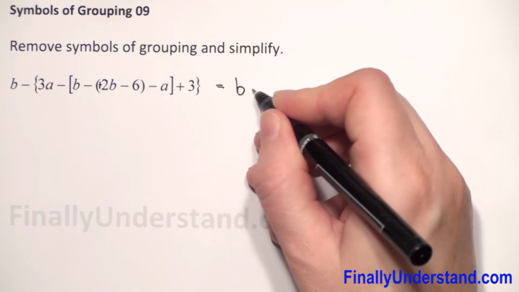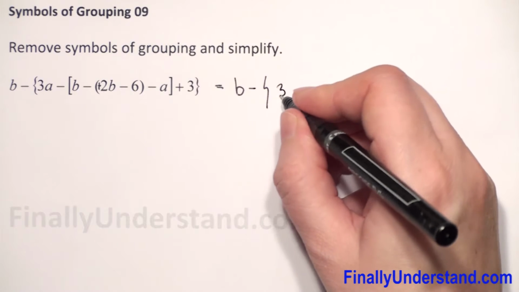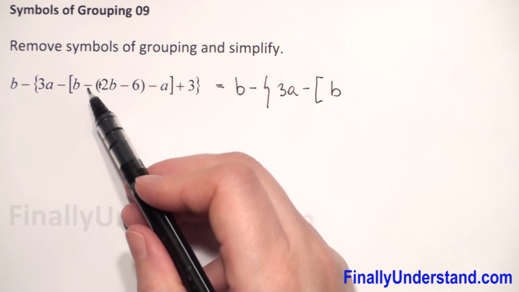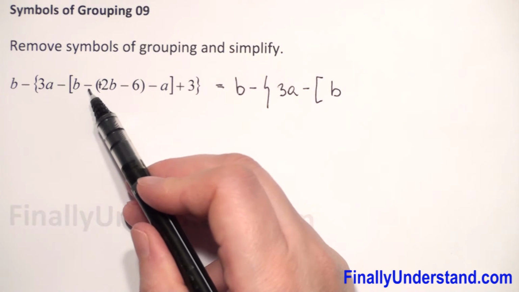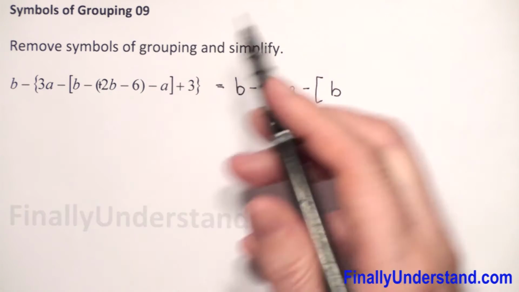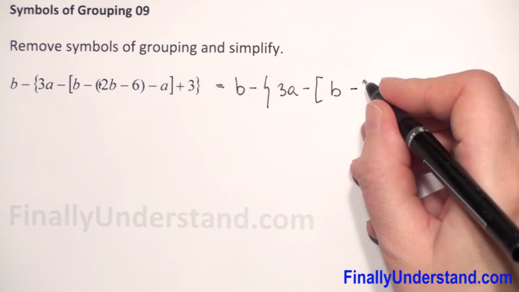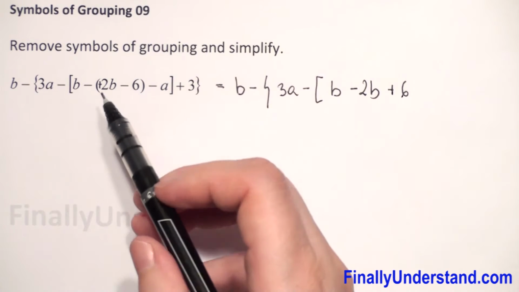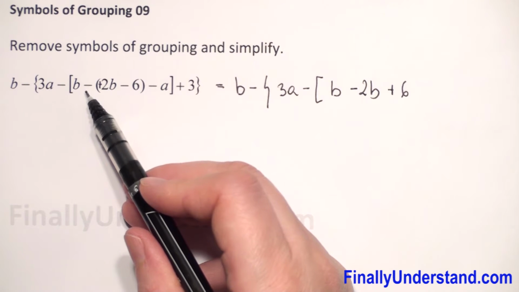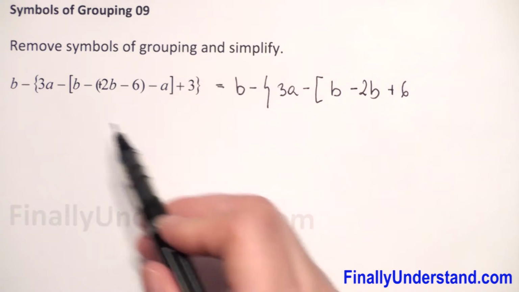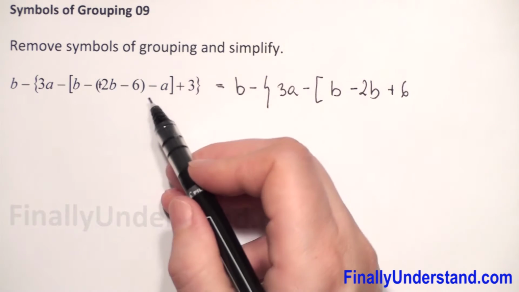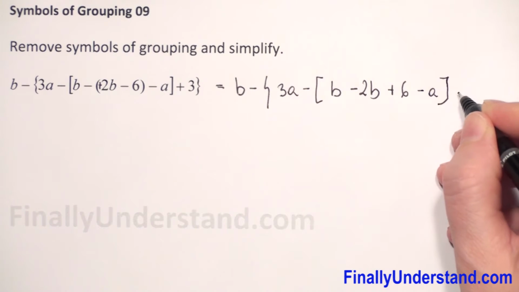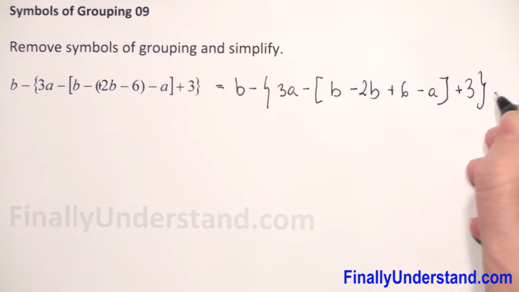We have to copy b minus open braces 3a minus open brackets b, and like I said, we take down the parentheses and we change the sign because we have negative, so now it will be negative 2b. Negative 6, so now it will be positive 6. One more time: negative times positive is negative. Negative times negative is positive.